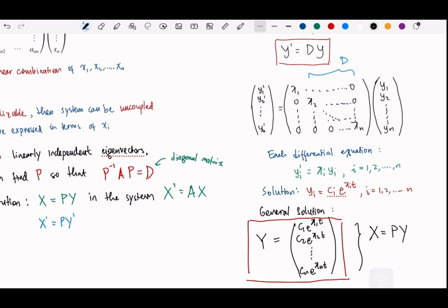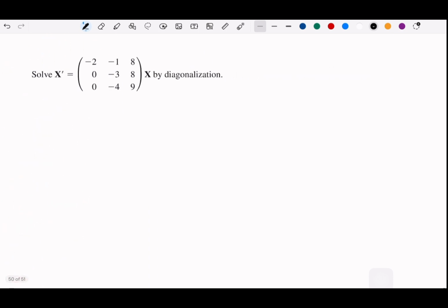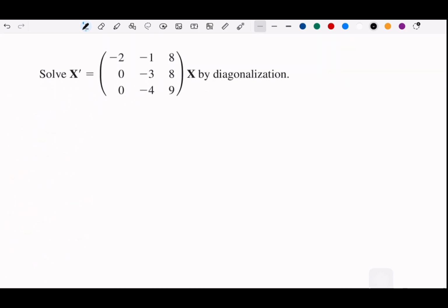So let me give you some example here. So we have this x prime, we have the matrix, so let's say this is A. And then the first thing we need to do is find the determinant.